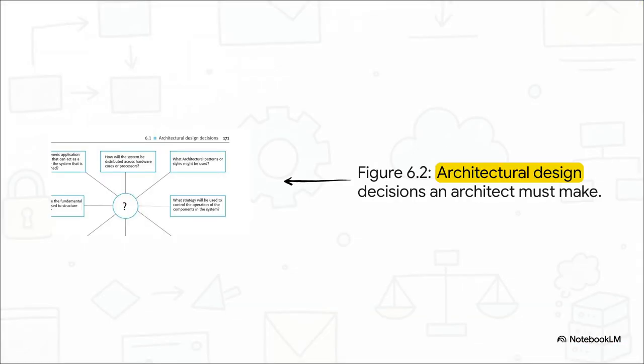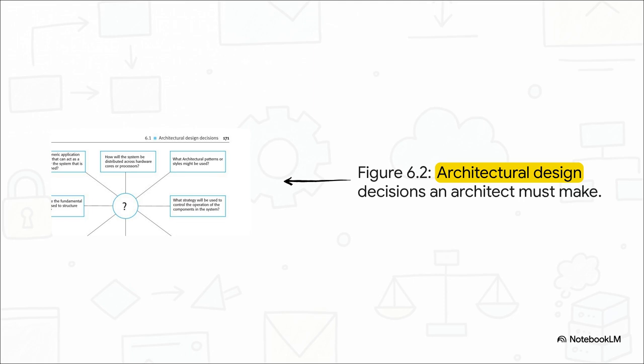Let's turn our attention to Section 6.1 in your textbook. So the crucial point here is that designing architecture isn't some rigid mathematical formula. It's a highly creative process that relies heavily on the background and experience of the system architect. And this brilliantly illustrates that point.